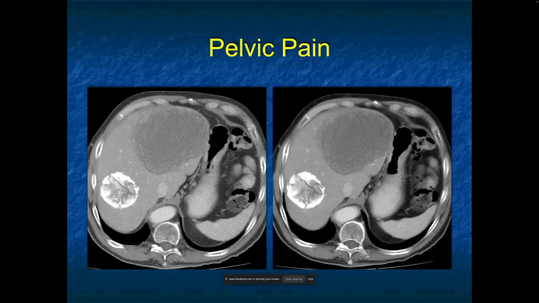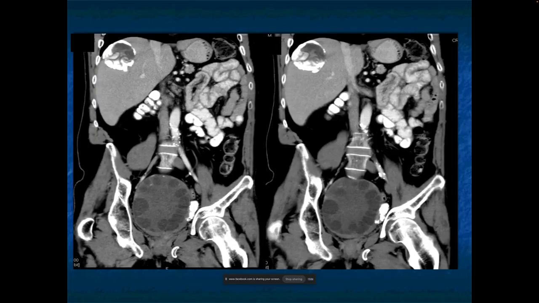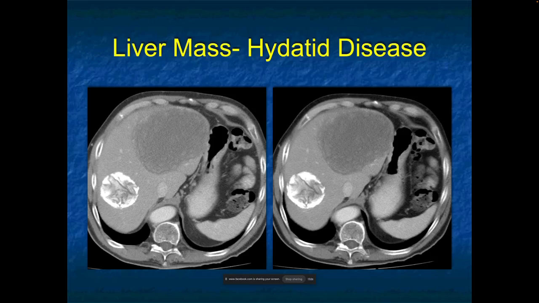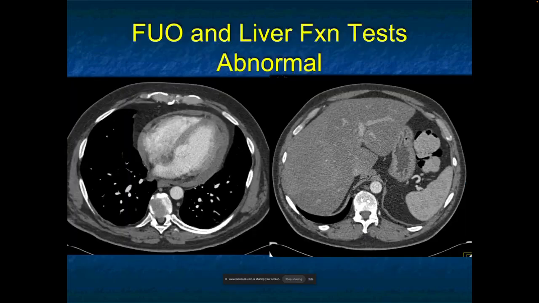Hydatid disease. Here is the liver with one of the cysts densely calcified, another large cyst present. So look at that. Cystic lesions in the liver, cystic lesions in the pelvis, Hydatid disease. What a great example. And I was commenting yesterday, I had not seen a Hydatid so calcified, but it does happen.